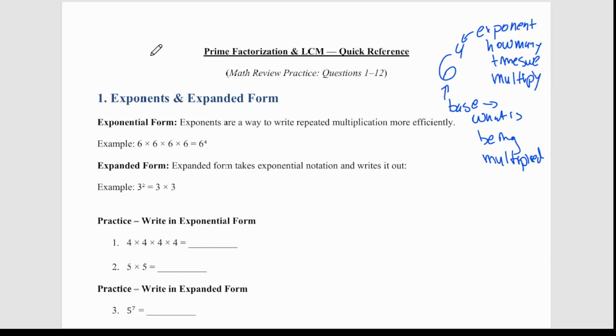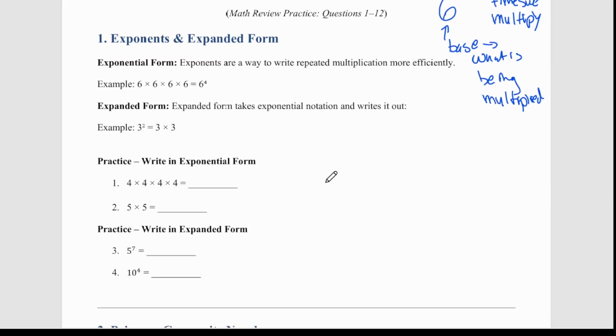So with that in mind, I want you to pause your video and take a moment to rewrite these expressions in exponential form or in expanded form. In exponential form, the number being multiplied here is 4, and it is being multiplied by itself 4 times. For the second one, the number being multiplied is 5, and it is being multiplied by itself 2 times.